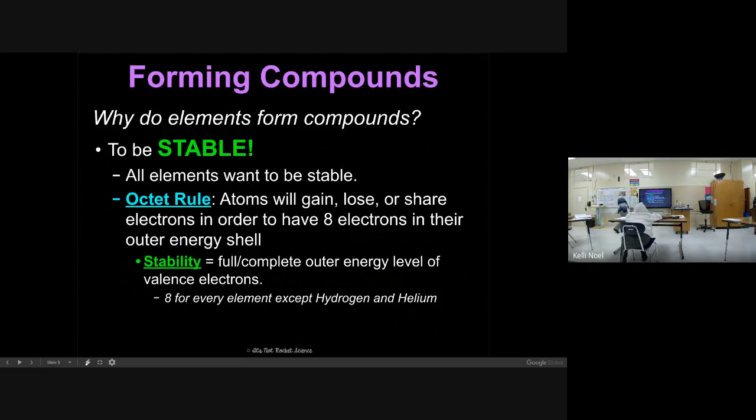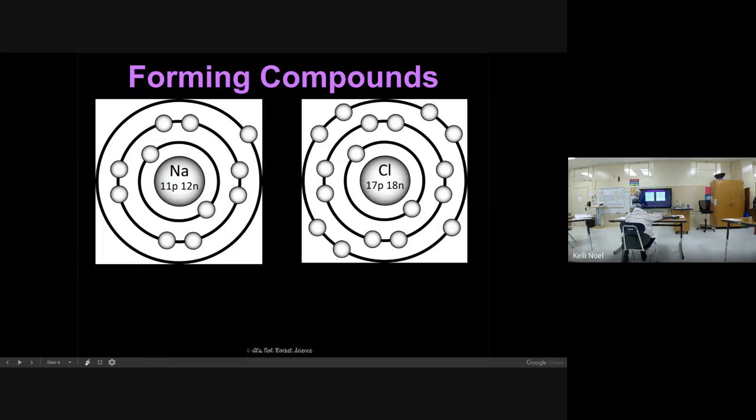This works for every element but hydrogen and helium. Hydrogen and helium are in period 1. They only have one energy level, and that first energy level only holds 2 electrons. So for hydrogen and helium to be stable, it just takes 2 electrons. So it's an exemption.